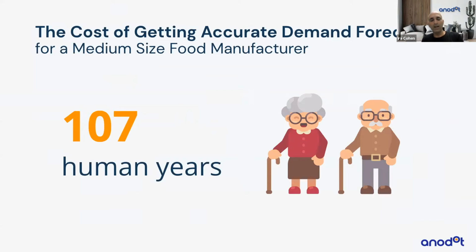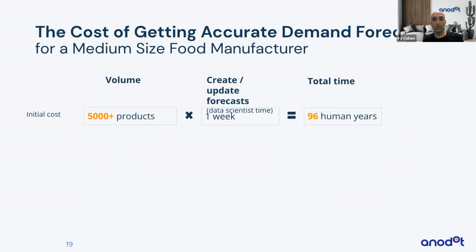And here, they told us, they estimated, this is a medium-sized food manufacturer, they spent 107 human years to build their demand forecasts. If you go to the next slide, we broke it down. What does it mean, 107 human years? It's a huge cost. So they're selling around 5,000 products.